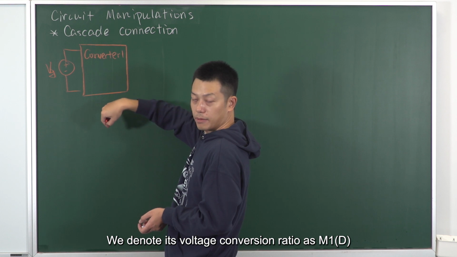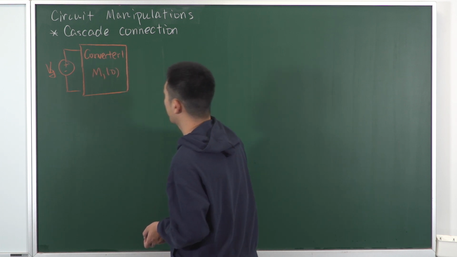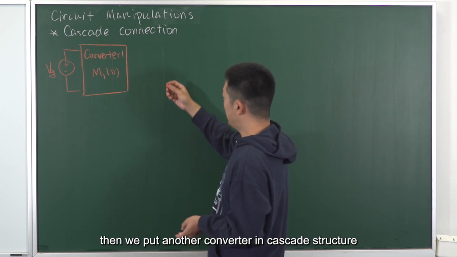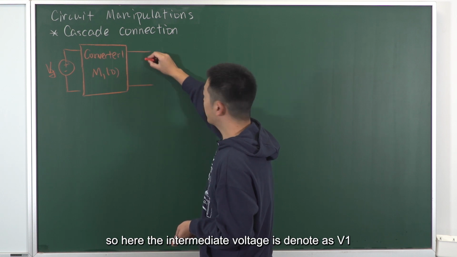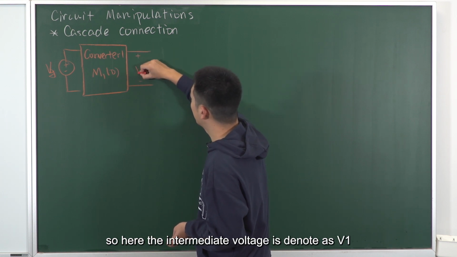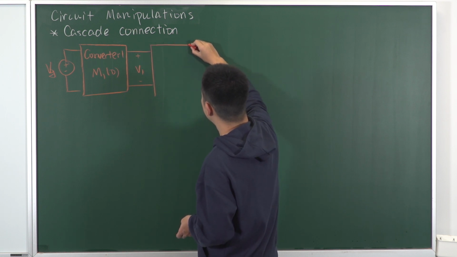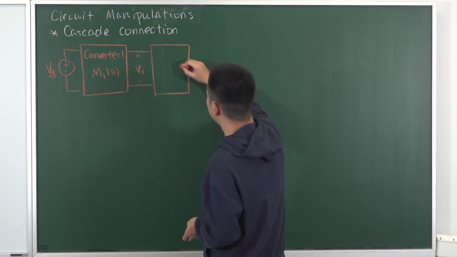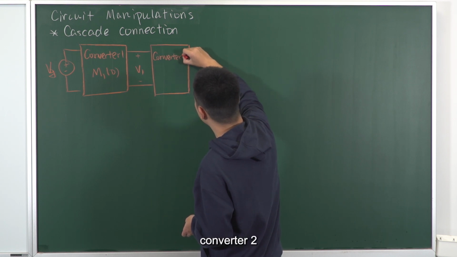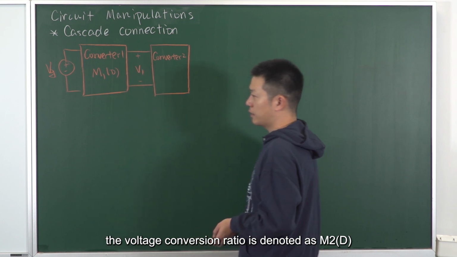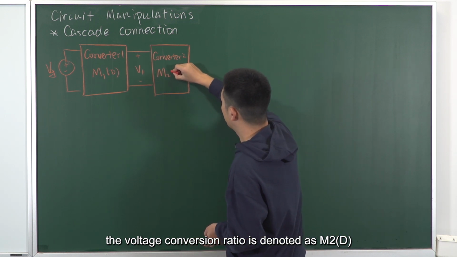We denote its voltage conversion ratio as M1D. Then we put another converter in cascade structure. So here the intermediate voltage is denoted as V1. And here is another converter, Converter 2. The voltage conversion ratio is denoted as M2D.